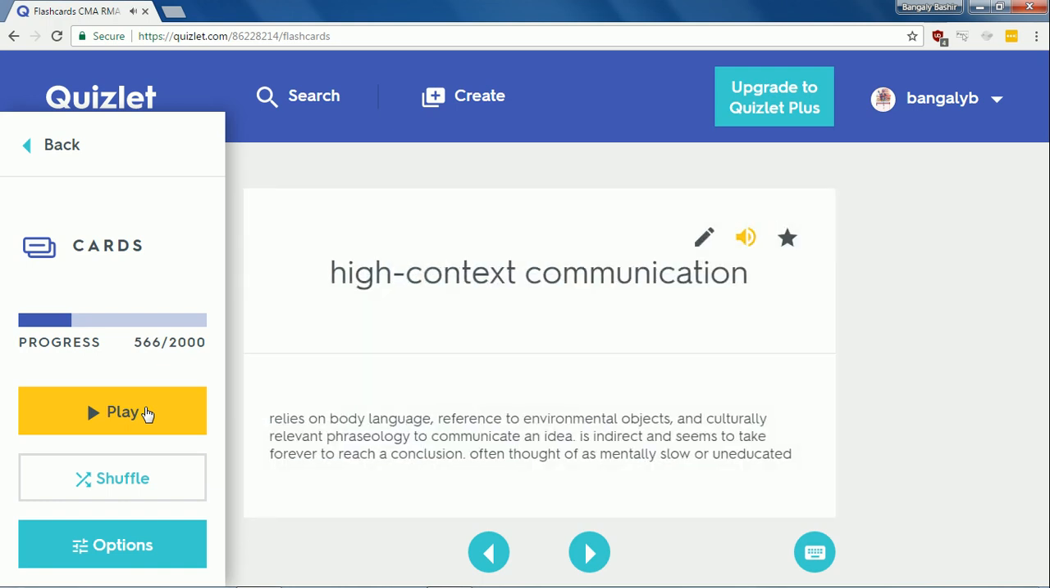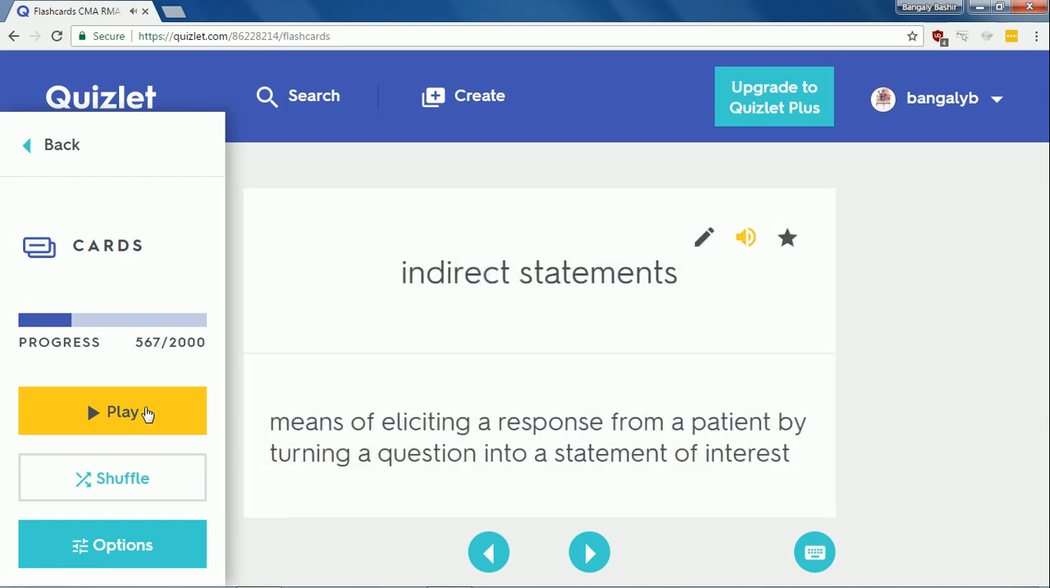High context communication relies on body language, reference to environmental objects, and culturally relevant phraseology to communicate an idea. It is indirect and seems to take forever to reach a conclusion, often thought of as mentally slow or uneducated. Indirect statements: means of eliciting a response from a patient by turning a question into a statement of interest.